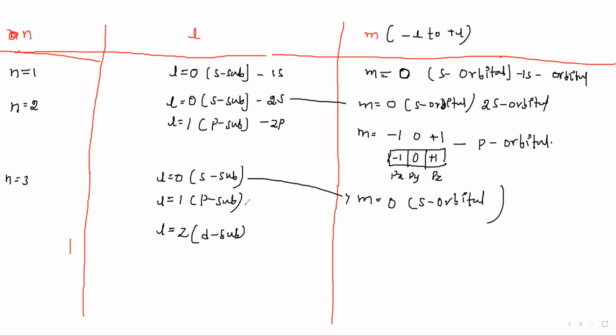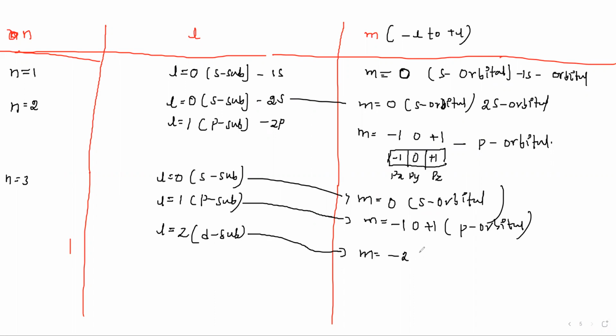If L is equal to 1, M value is -1, 0, +1. Total 3 orbitals are there, so it is p orbital. If L is equal to 2, D subshell. Then what M values come? -2, -1, 0, +1, +2. Total how many orbitals are there? 1, 2, 3, 4, 5. 5 orbitals are in which subshell? D orbitals. This is D orbital.